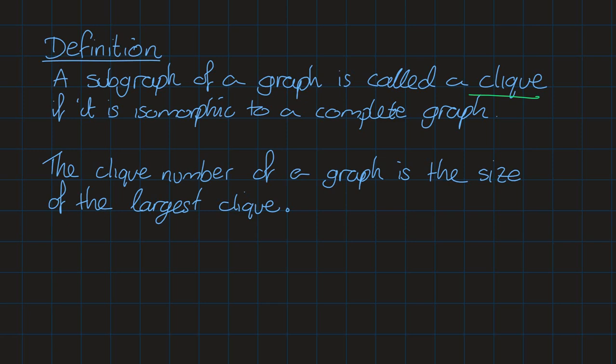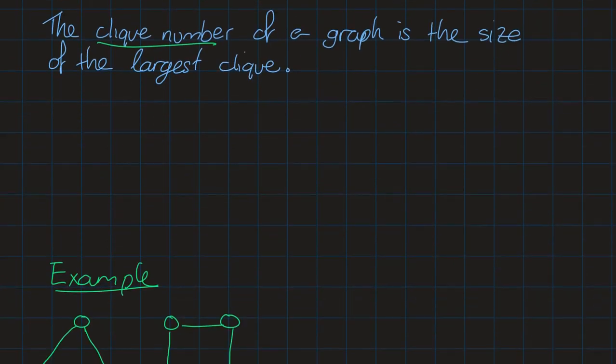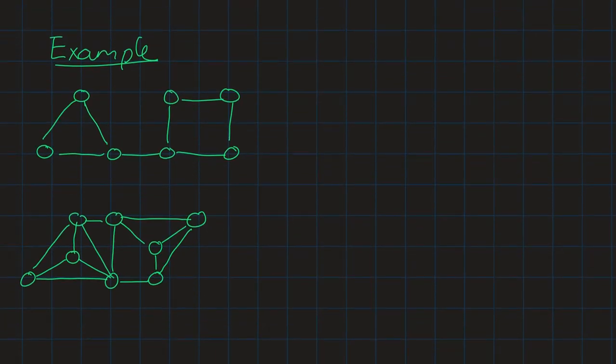The clique number of a graph is just the size of the largest clique. Okay, so any given graph will have many different cliques, sometimes of different sizes, and the clique number is just the size of the largest clique. So let's do some examples. Okay, so all I want to do is find the clique number for both of these graphs.